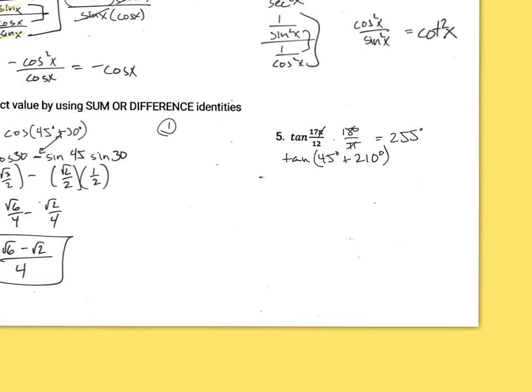So your tangent sum and difference identity, I'm going to write this out. I know you're not shocked by that. Tangent of 45, and this is a minus on the top because we're adding. And then on the bottom, we're adding.